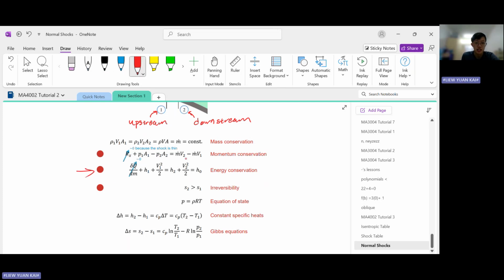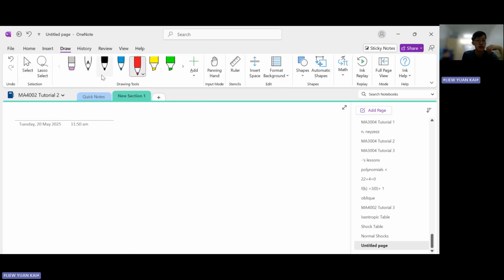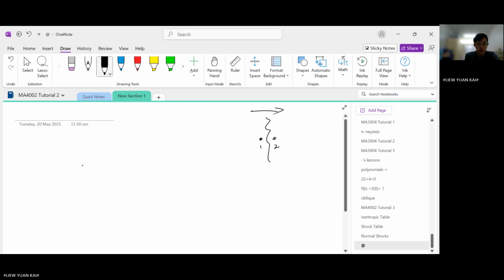So this one. What is this? I know the lectures serve it to you in this way, but let me rewrite it in a different way that is easier to understand. Okay, so we have a shock, right? And then we have the points 1 and 2. This is the flow direction. For any 2 points, actually, it doesn't have to be a shock. If you have a flow, right? Okay, this is a flow.